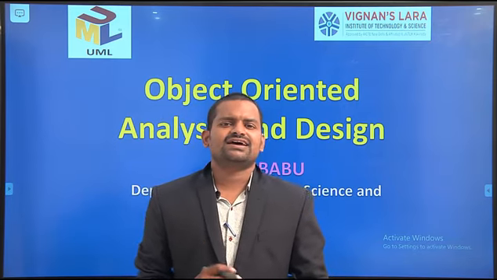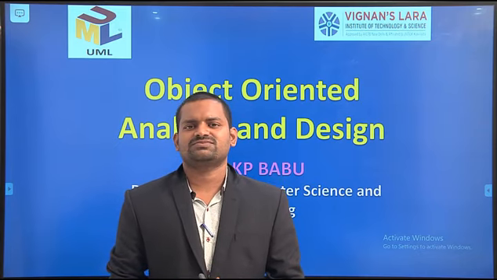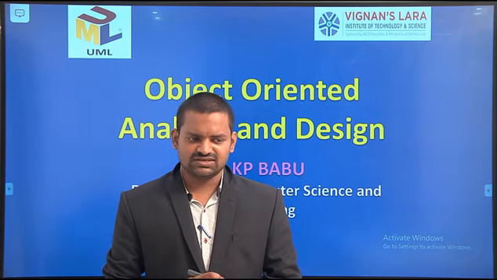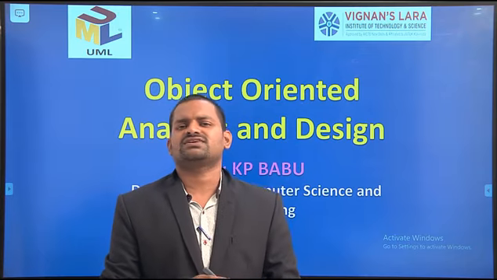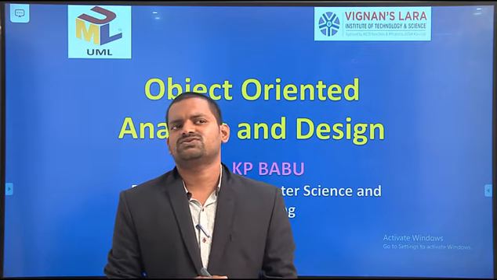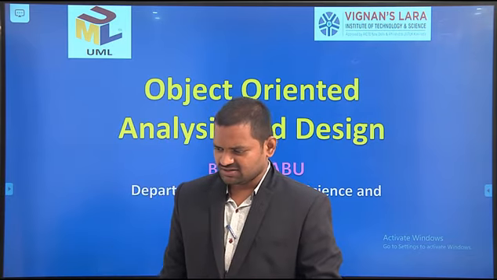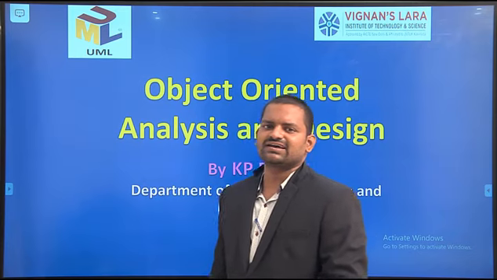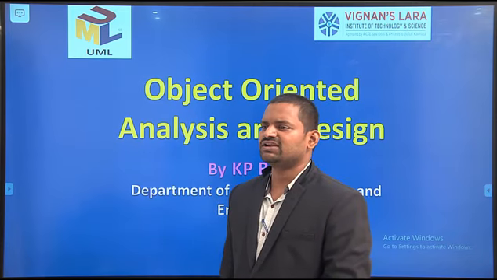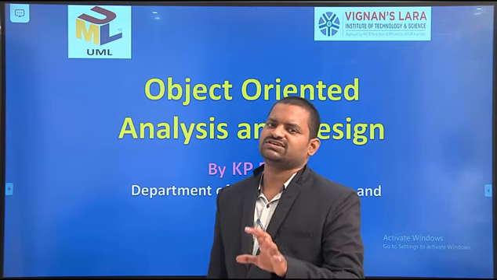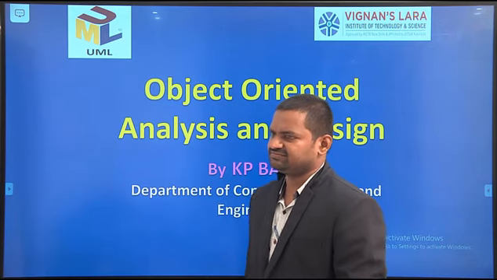From the static diagrams we observed that four types of diagrams are there, which we have already seen in the previous classes. Those diagrams are the object diagram and the class diagram. These two diagrams only represent the skeleton of the project, or the skeleton of the system.